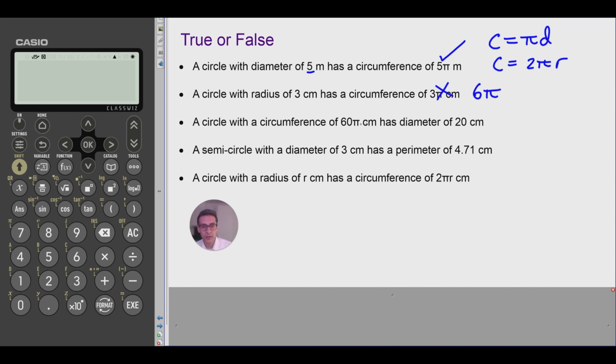A circle with a circumference of 60 pi has a diameter of 20. So let's just put this into the formula. If the circumference is 60 pi is equal to pi times d, well, d has to be 60, doesn't it? So in this case, that's going to be false.